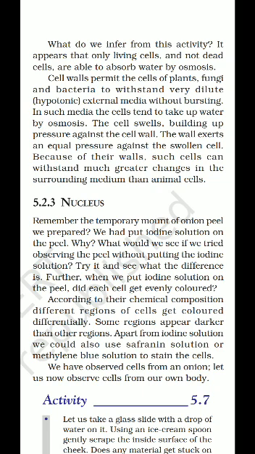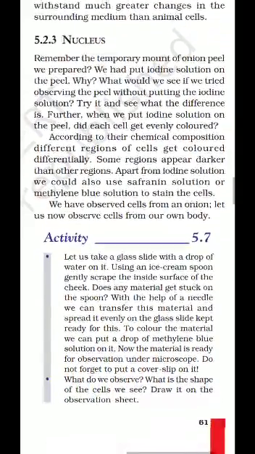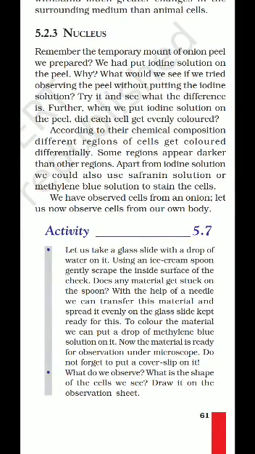So children, this is about the cell membrane and cell wall. Now next we go with the nucleus, the brain of the cell, the power control of the cell. Remember the temporary mount of onion peel we prepared. We had put iodine solution on the peel. What would we see if we tried observing the peel without putting iodine solution?